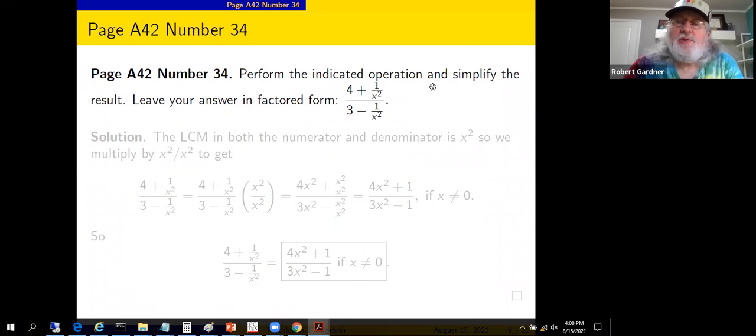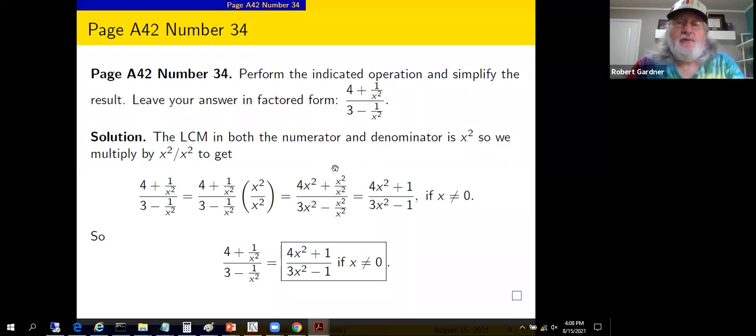Perform the indicated operations, which is some addition, some subtraction, and some division, and simplify the result. Leave your answer in factored form. Okay. That second method said find the least common multiple of the denominators for all rational expressions. This has an x squared, this has an x squared, this is, I don't know, 4 over 1 and 3 over 1. But x squared is the least common multiple of all the denominators under discussion. The least common multiple in both the numerator and denominator expressions is x squared. So we're going to multiply by x squared over x squared.